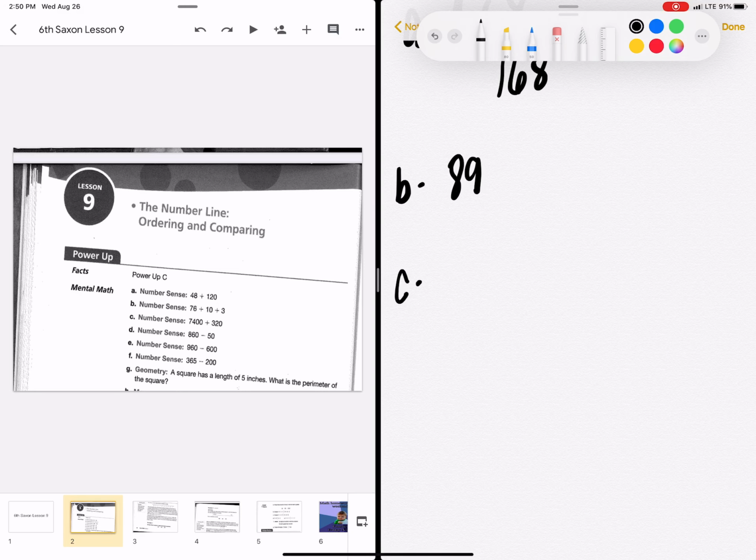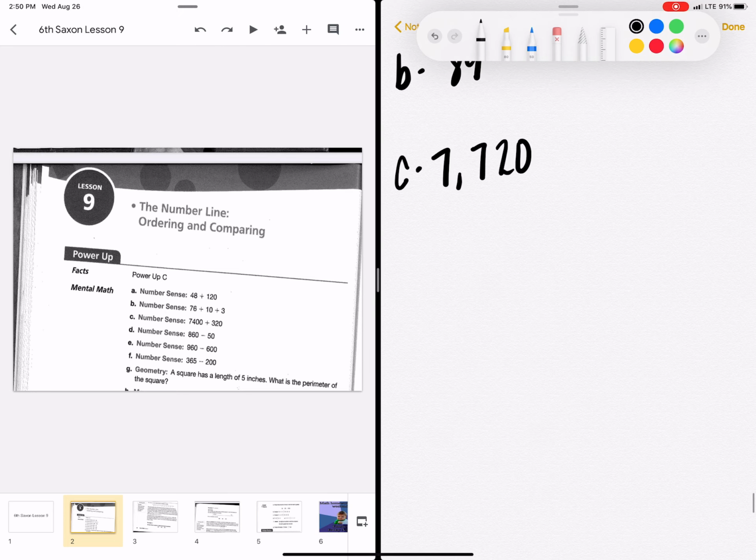C, 7,400 plus 320 would give us 7,720. And I'm sure I'm going to mess some of these up one of these days because I'm just kind of going through quickly. If I do, send me an email. Let me know I've messed up. It does not hurt my feelings. 860 minus 50 would give us 810.